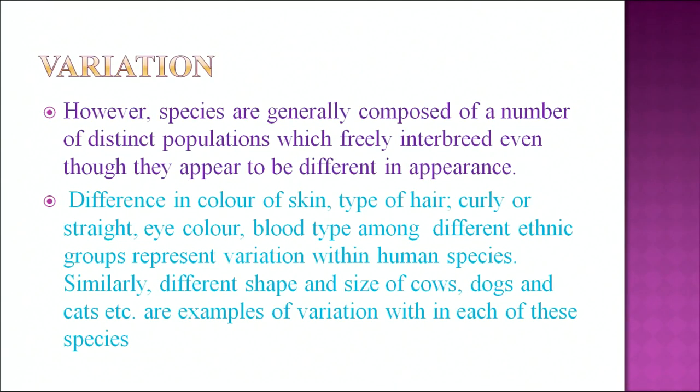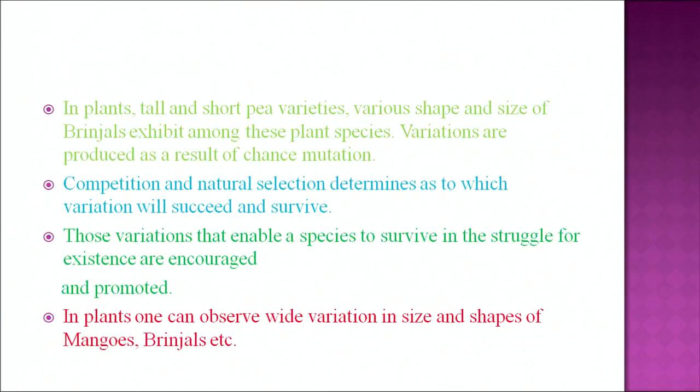However, species are generally composed of a number of distinct populations which freely interbreed even though they appear to be different in appearance. Differences in color of skin, type of hair, curly or straight, eye color, blood type among different ethnic groups represent variation within the human species. Similarly, different shapes and sizes of cows, dogs, and cats, etc., are examples of variation within each of these species. In plants, tall and short pea varieties, various shapes and sizes of brinjal exhibit variation among these plant species.